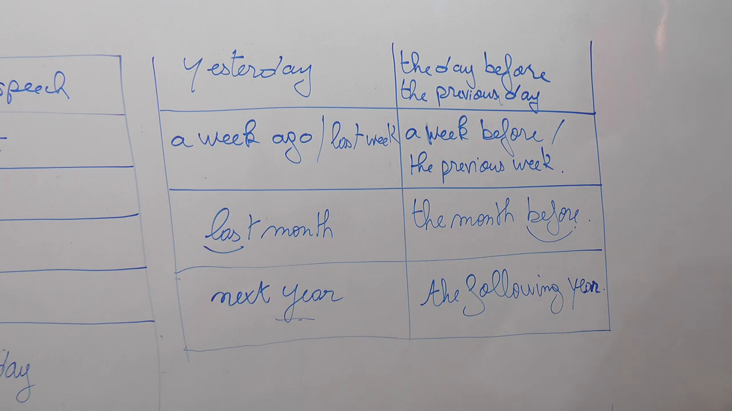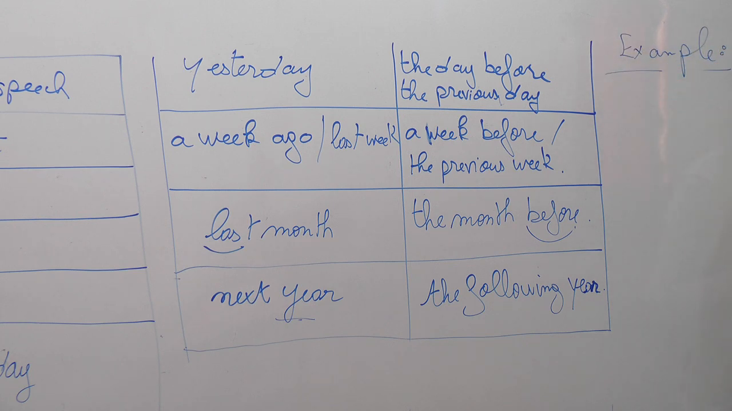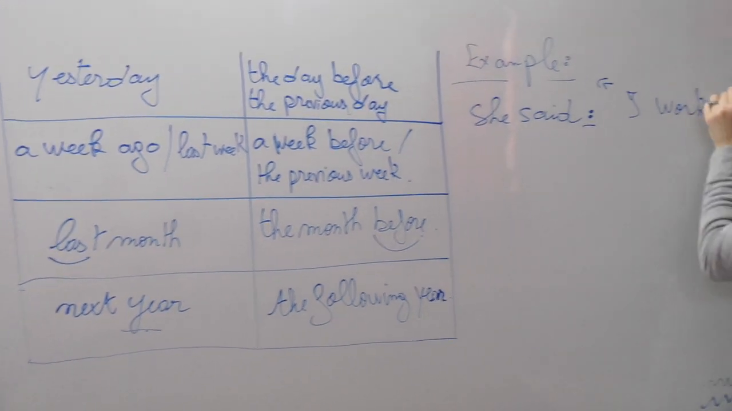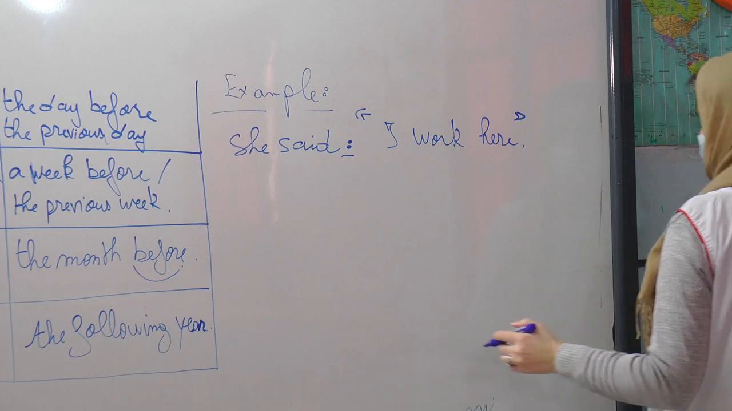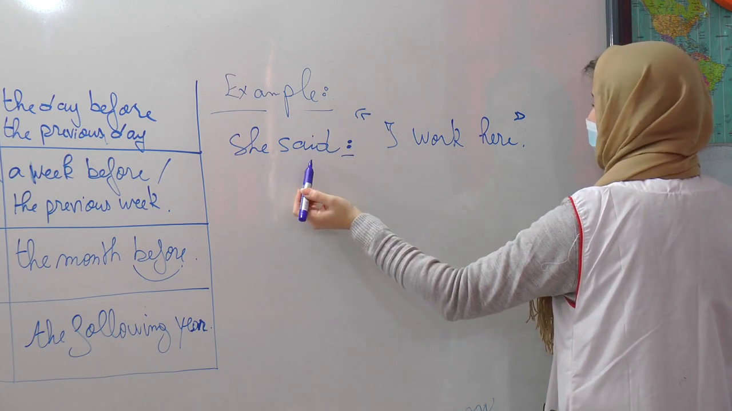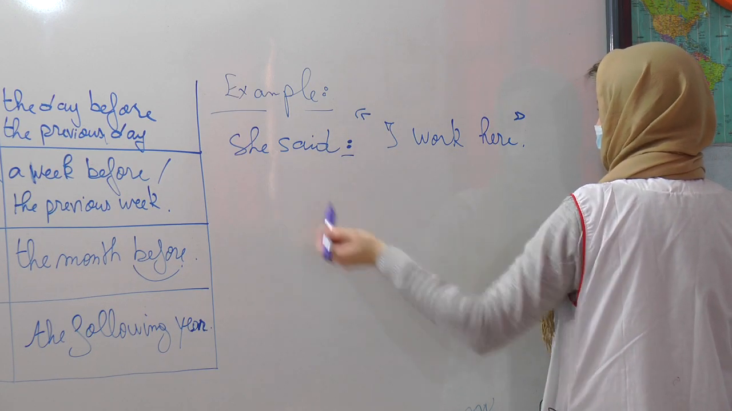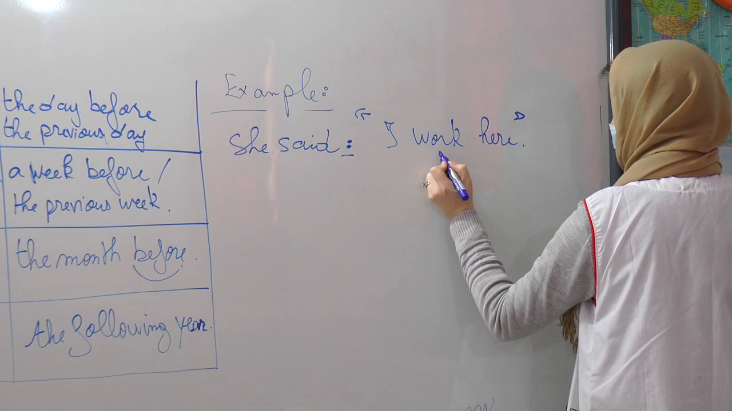Example. We can give too many examples. We have thousands of examples. She said, don't forget the two dots. We open the quotation marks. I work here. Look, this is direct speech. We have she, the concerning person, the subject. We have the introductory verb, said, which is the verb to say. We opened the two dots. We opened the quote. I work here.